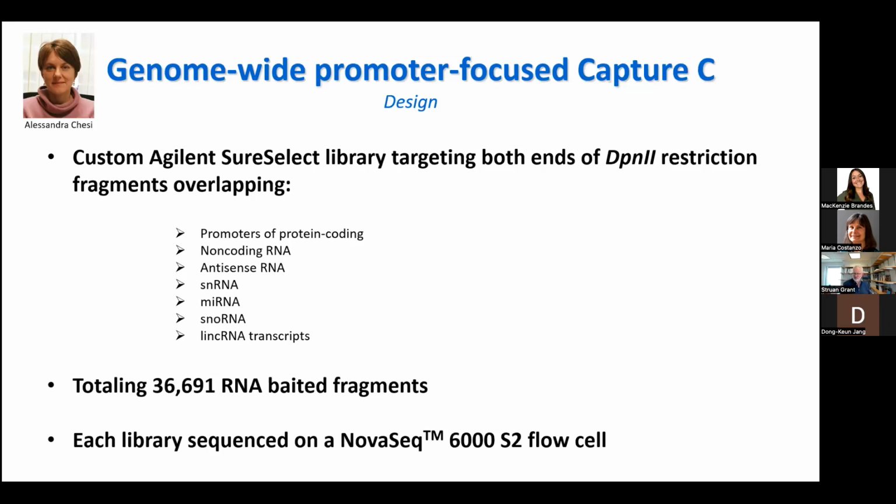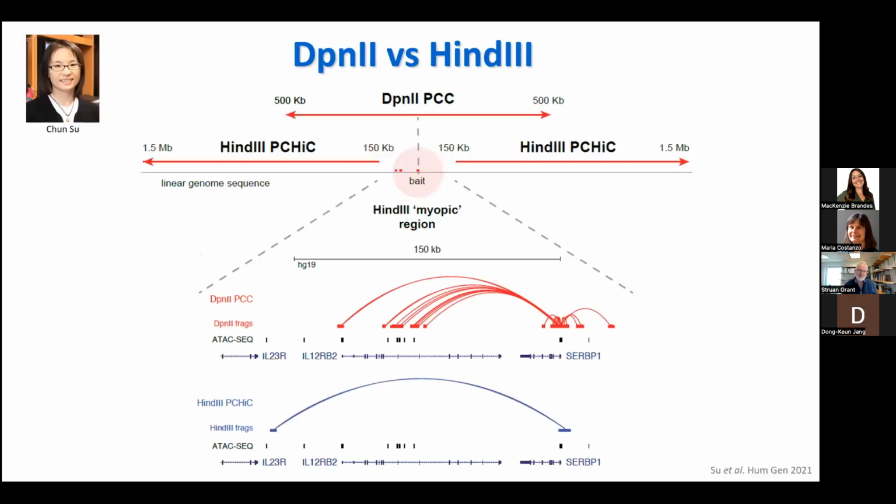So what we wanted to do was generate a map of 36,500 RNA-baited fragments, and it was really a one-stop shop. If we generated this in a cell type, we could go back and query it as more SNPs came along. And of course, it required very deep sequencing, so we used the NovaSeq platform to do that.